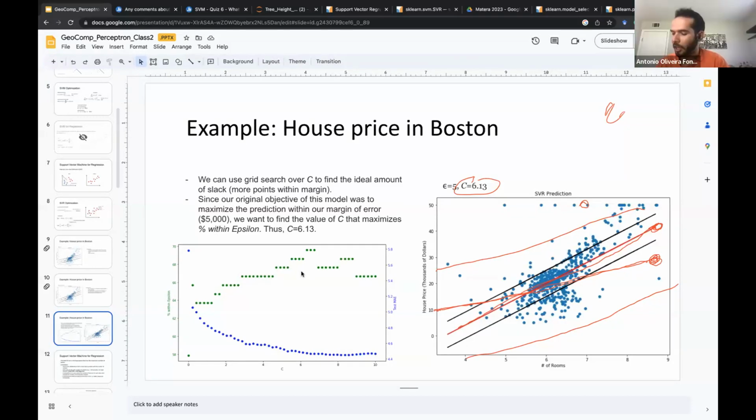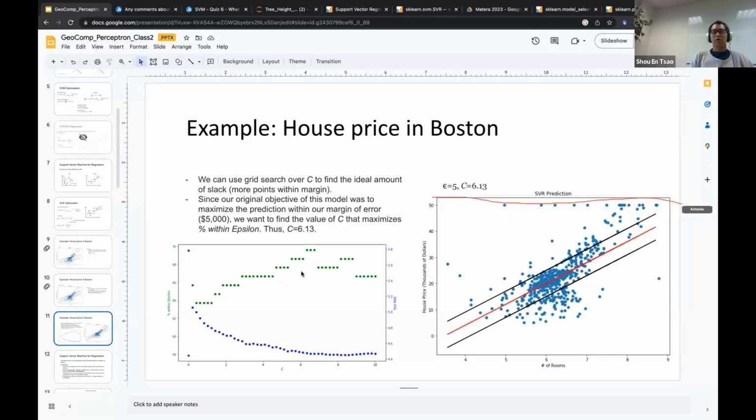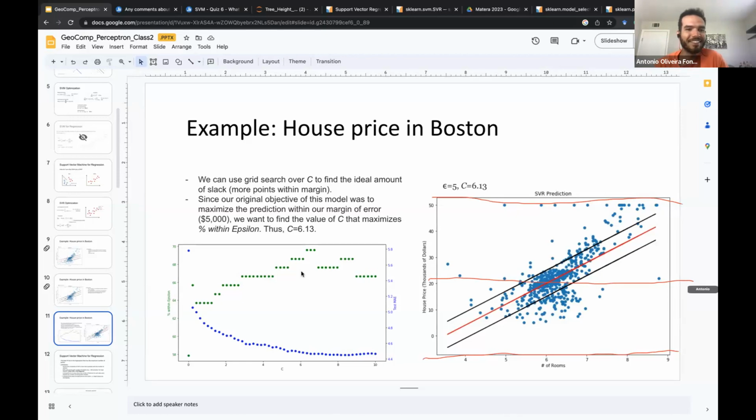I could have another fitting curve, right? Let's say that the epsilon is very large. If the epsilon is very large, I could have 50 support vectors here, and the hyperplane here. This model is extremely bad, right? So you don't want to have a large epsilon.